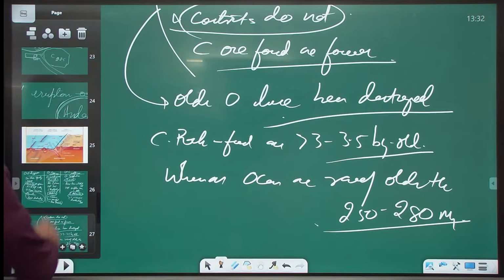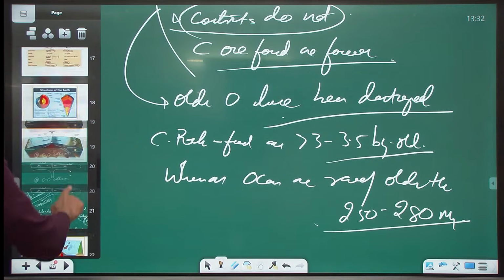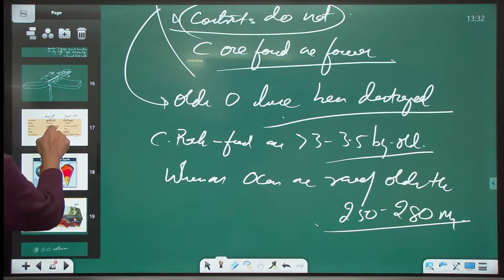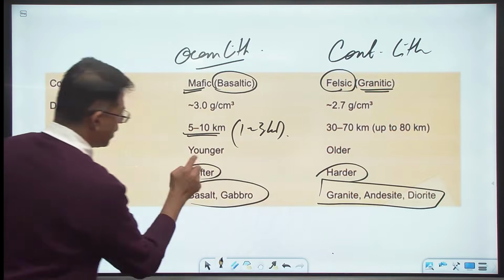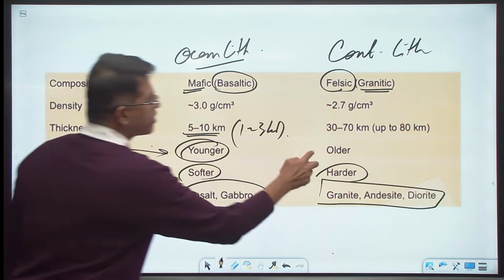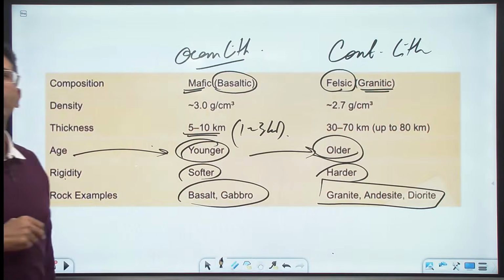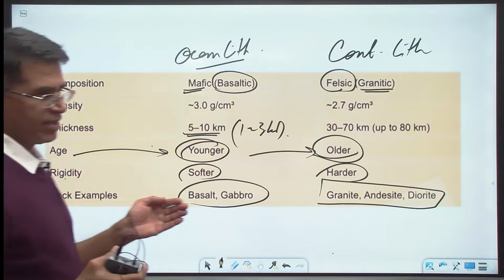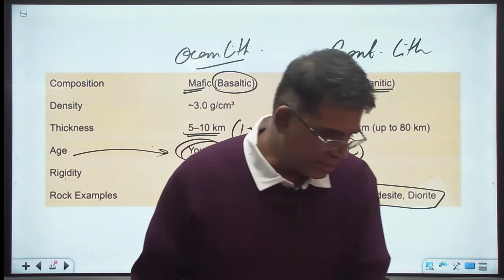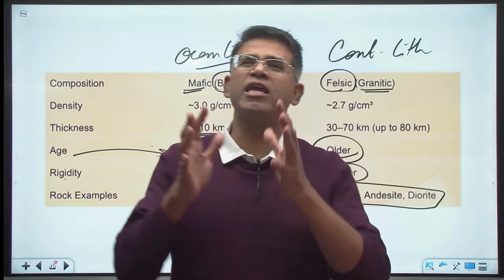That's why I made this table for you. I skipped that part quickly. Oceans, you can see here, are younger, and continents, it is written here, are older, because old oceans have been destroyed. Oceans are more fundamental, but the older ones are destroyed. Continents don't get destroyed. They remain. Continents grow in size. They are smaller, they grow, some process continues, and they keep on becoming larger.